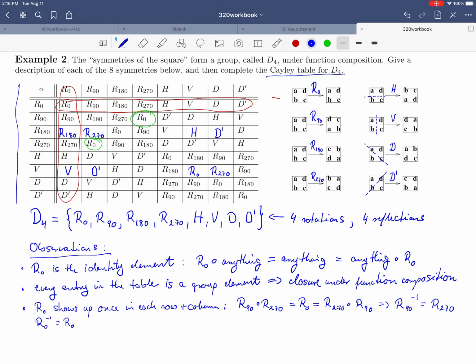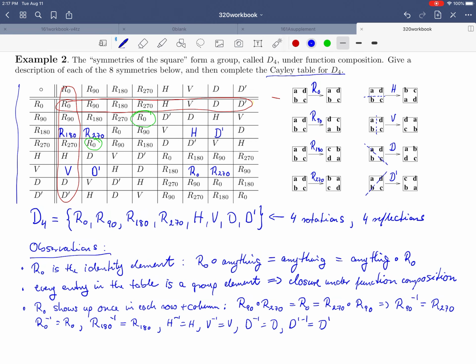So R0 inverse is R0. Which one have I not noticed yet? R180 inverse is R180. You can find that in the table. And then all of our reflections are their own inverses. So H inverse is H, V inverse is V, D inverse is D, and D prime inverse is D prime. I mean, that's not all that surprising, since when you flip and you flip again, you're back in the original position. So those are three important things.